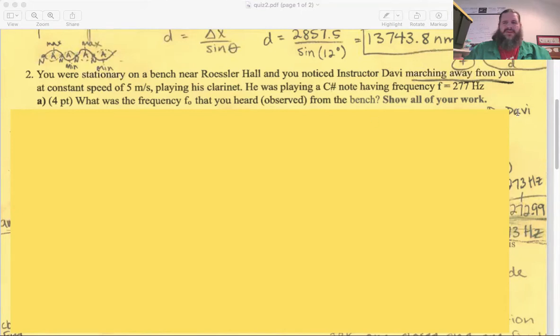Why wouldn't you just hear the 277 hertz that he's playing? Is that because he's moving? Yeah, he's moving, so we're going to get a Doppler shift, specifically this moving source. Okay. So the source is moving, so we have a Doppler effect.